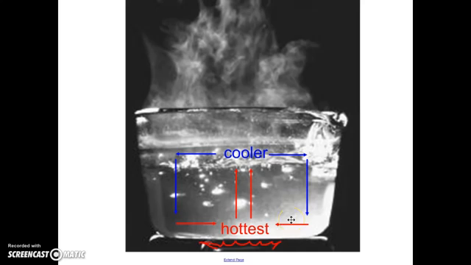If you were to put elbow macaroni in this pot of water, you would actually see the macaroni moving in circles because the energy is transferring in a circular path.